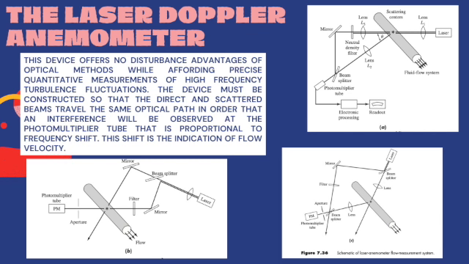The laser Doppler anemometer, or LDA, is a device that offers non-disturbance advantages of optical methods while affording a very precise quantitative measurement of high frequency turbulence fluctuations. This device must be constructed so that the direct and scattered beams travel the same optical path, in order that an interference will be observed at the photomultiplier tube that is proportional to the frequency shift. This shift then gives an indication of the flow velocity.